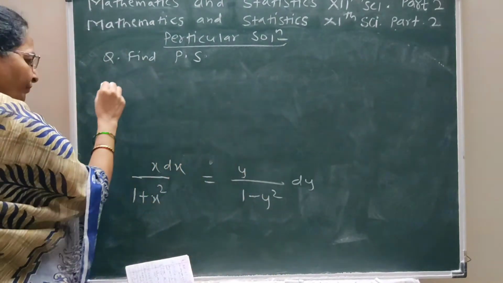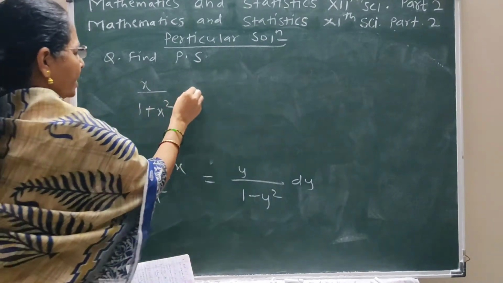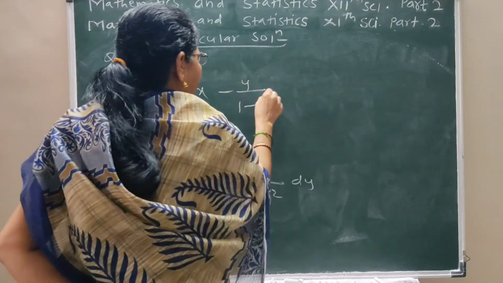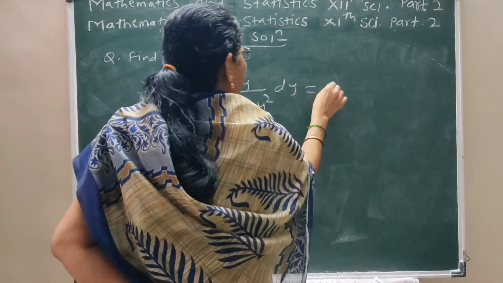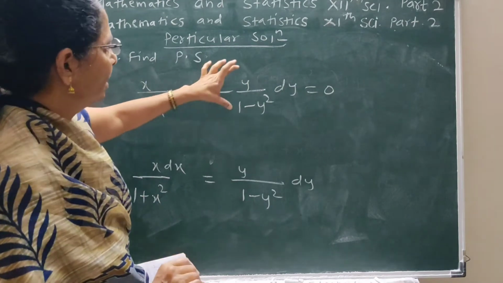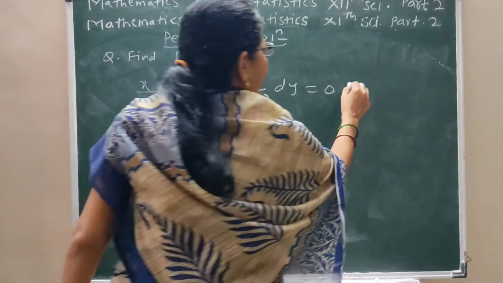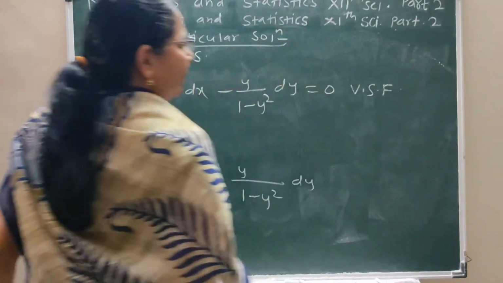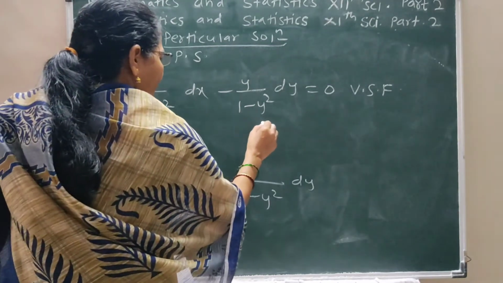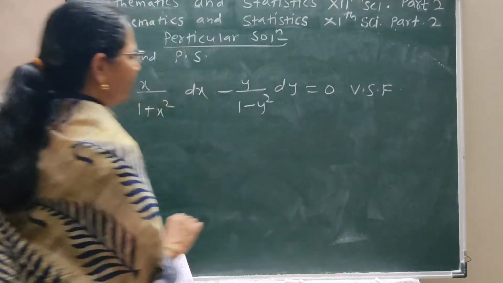Next is x upon 1 plus x square dx, minus y upon 1 minus y square dy is equal to 0. Now x terms together, y terms together, with a plus or minus sign and RHS is 0. We say that it is VSF form, variable separable form. After that we have to take integration, and so we have to do some adjustment.